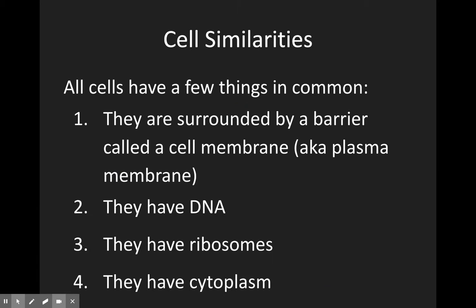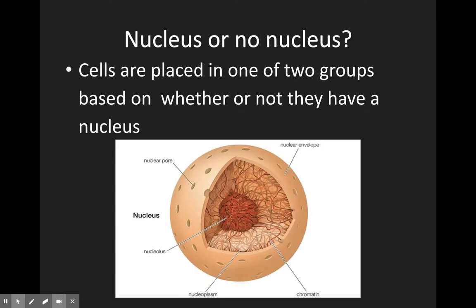So first, let's talk about cell similarities. All cells have a few things in common. With as different as a eukaryotic cell and a prokaryotic cell are, there's still a few things that they have in common. So we talked earlier about how every cell has a cell membrane, right? So that's one thing that they have in common. They're surrounded by a barrier called a cell membrane or a plasma membrane. Both cells have DNA. Both types of cells have ribosomes, and both cells have cytoplasm. So we're going to talk more specifically about each of these.